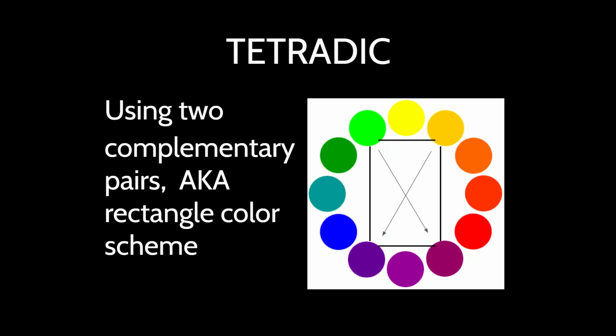Now, tetradic. So this is a little more complex. We're using two complementary pairs. So again, it could be your orange and purple, or your yellow and purple, or I guess it'd be gold. Your gold and purple, excuse me. And then your green and violet. But it's using all four of those together in the same piece.